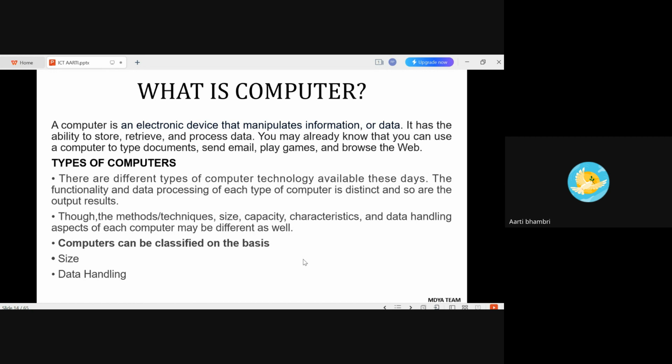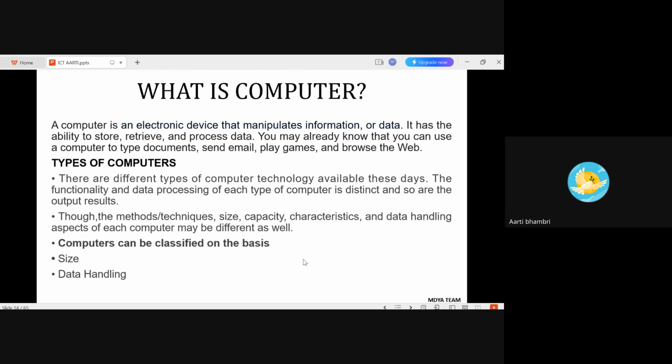So the ways are different, the methods are different, the techniques are different, their sizes are different, their capacities are different, their characteristics are different. So data handling aspects of each computer may be different as well. Yes, computers can be classified on the basis of two things: according to the size and according to the data handling.